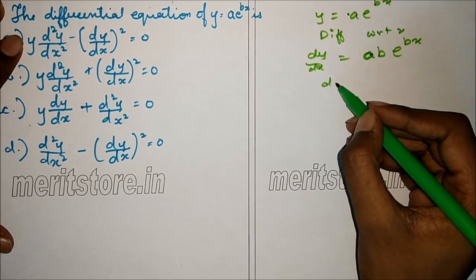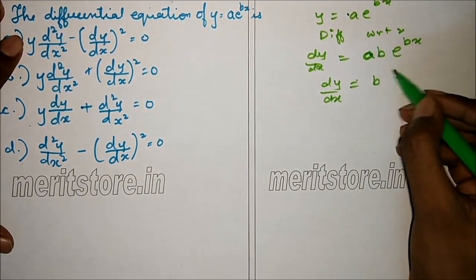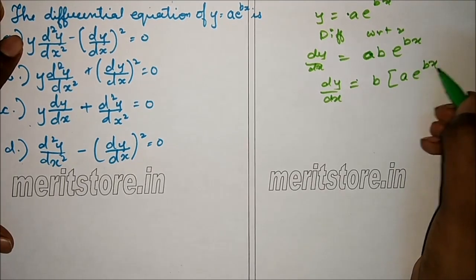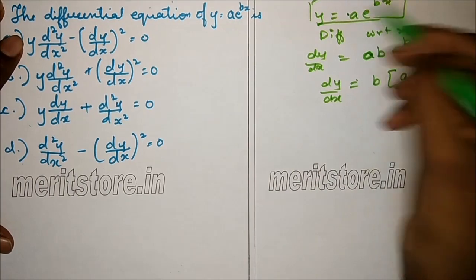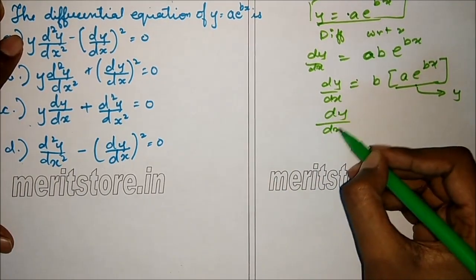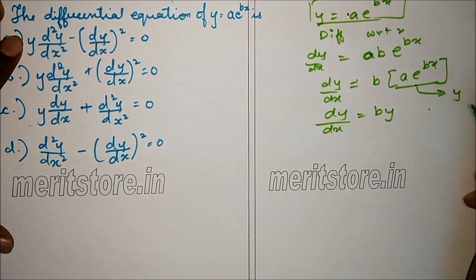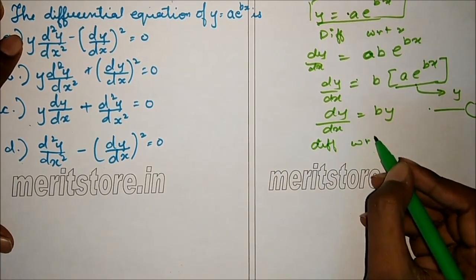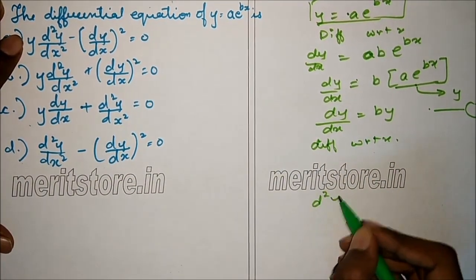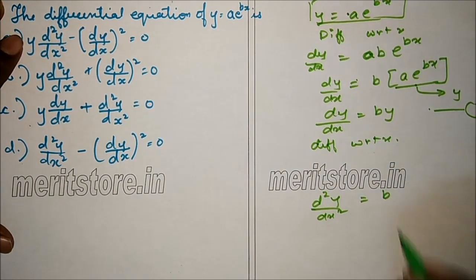So rearranging this, dy by dx equals b into a e raised to bx. Now a e raised to bx is nothing but y. So dy by dx will be b into y. So let this be, say, 1. So again differentiating with respect to x, we get d2y by dx square will be b into the derivative of y, which is dy by dx.